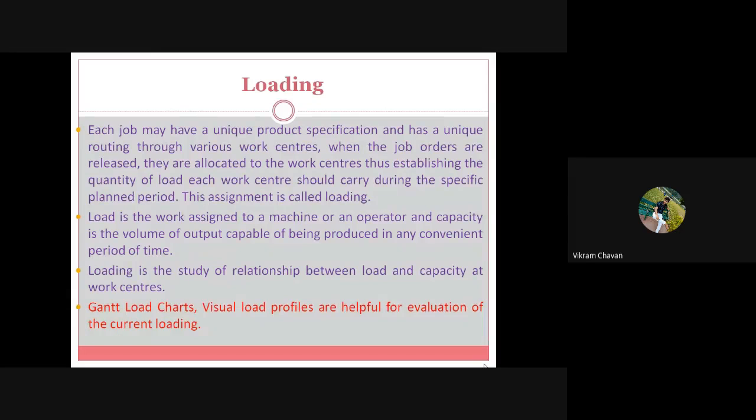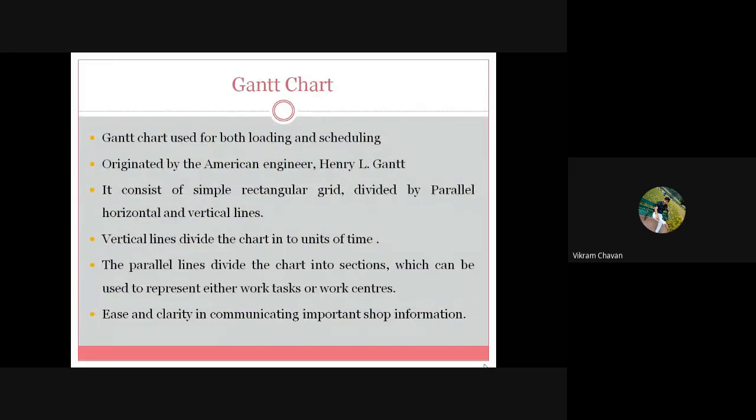So have you noted all the points from this slide? Please mention in the chat box, or if you require more time. Shall we move ahead to the next slide? So please note down the points related to Gantt chart.